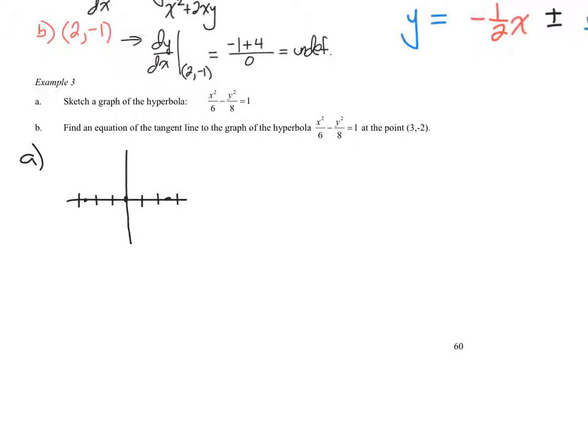Same idea, just a little bit closer to 3. We'll ask them to make a rectangle. Draw your diagonals. Alright, so that's the framework for our hyperbola.